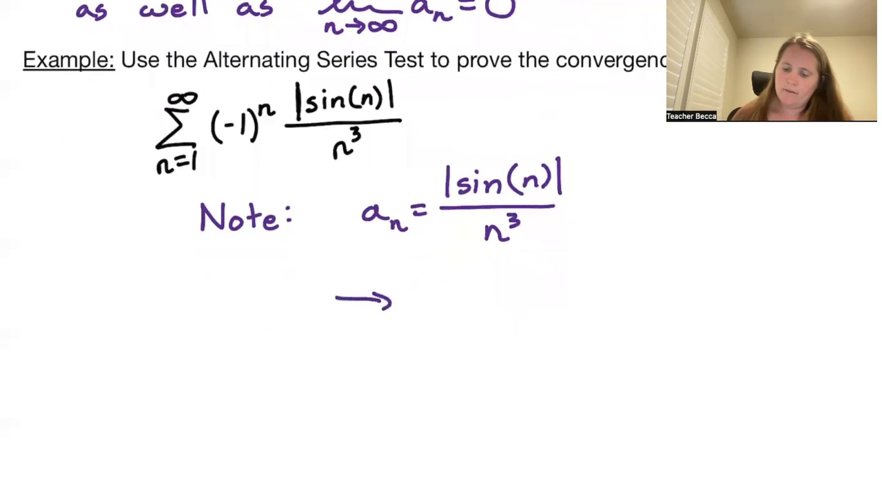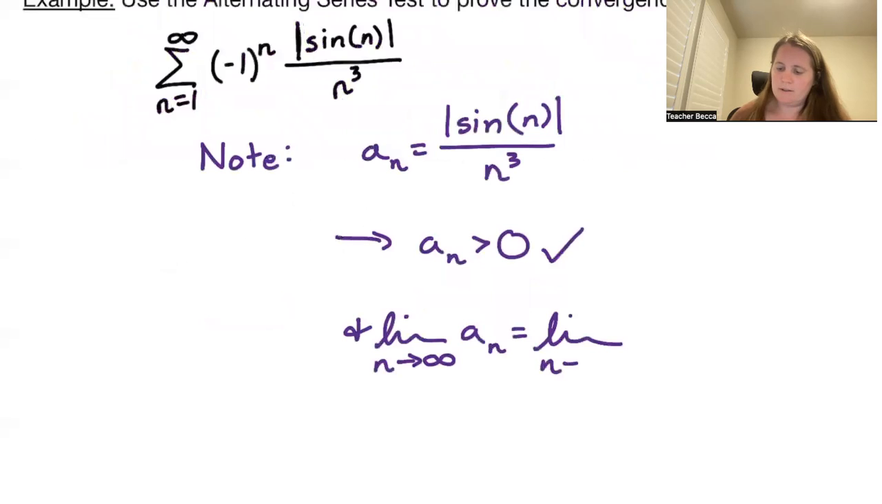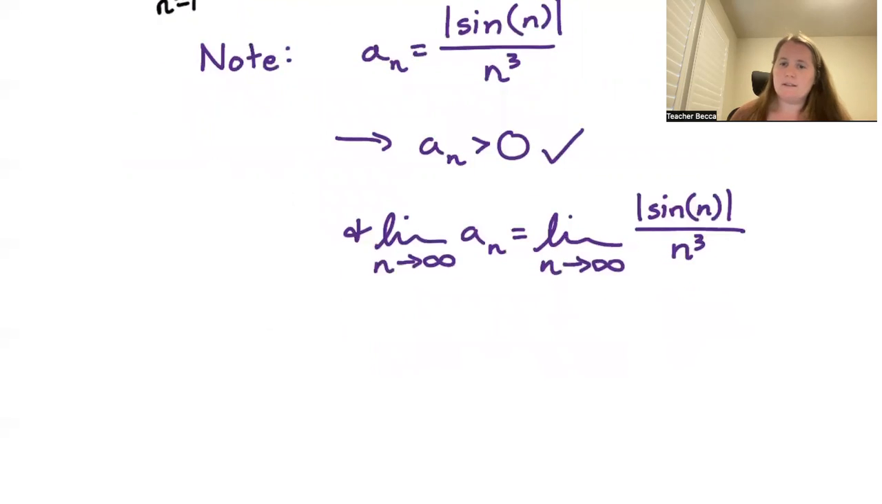So we do have a sub n is greater than 0. We meet our first condition. We also have the limit as n goes to infinity of a sub n, which is the limit as n goes to infinity of the absolute value of sine of n over n cubed. This is 0, so we meet that condition as well.